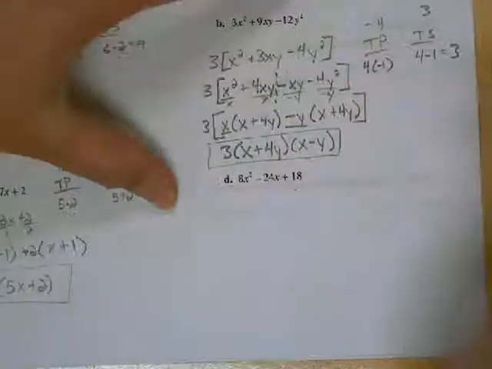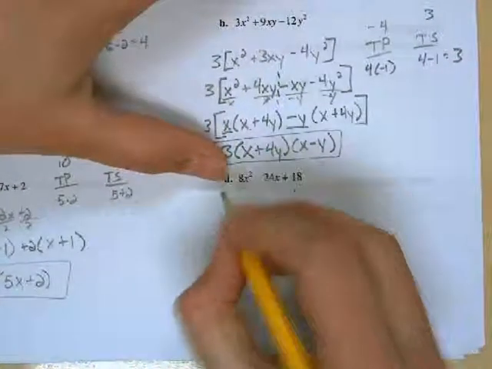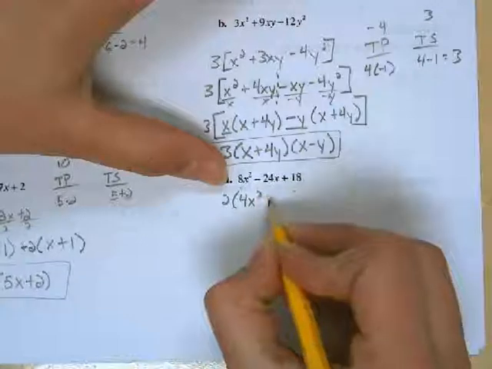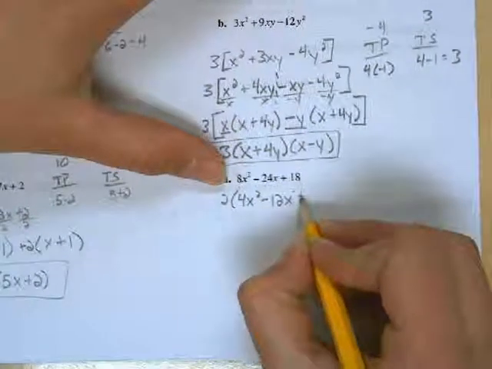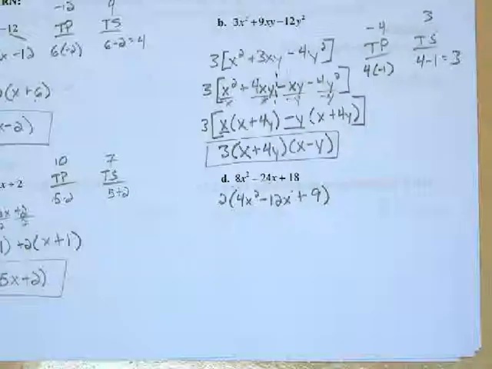Okay, last one. Here we go. So GCF here, I've got a 2 that goes into everything. I know that for sure. So that gives me 4x squared minus 12x plus 9. That's reducing each one of these inside by 2.